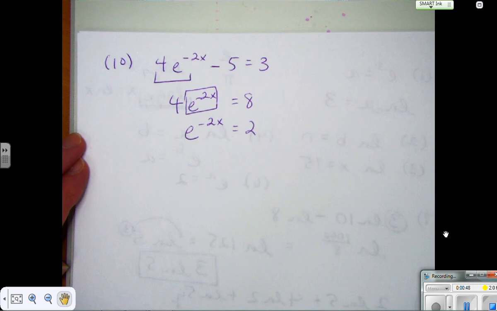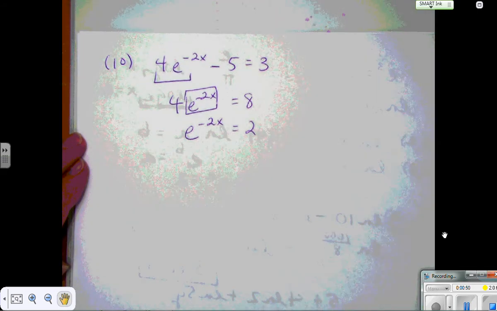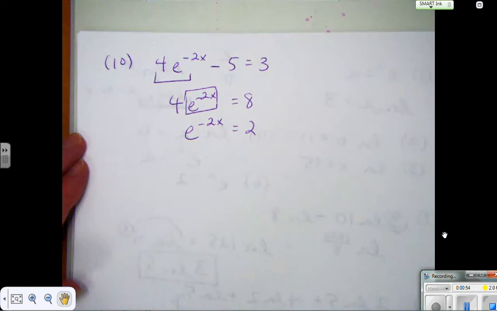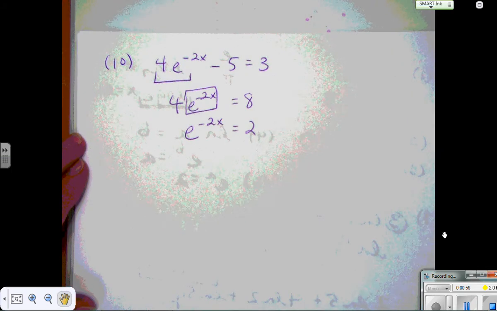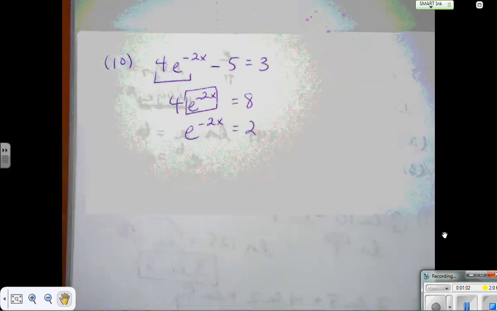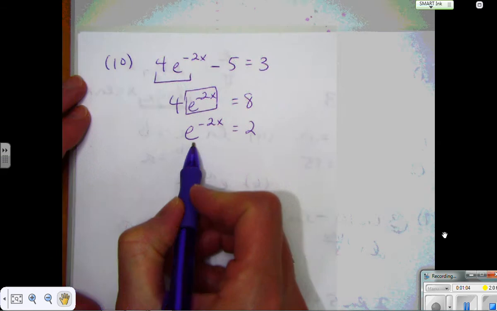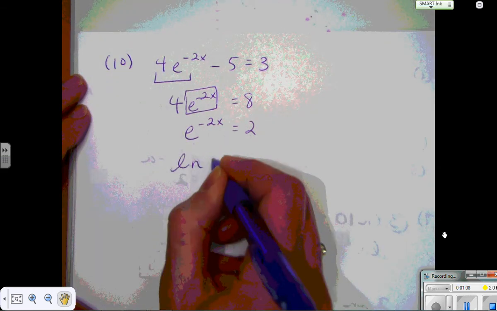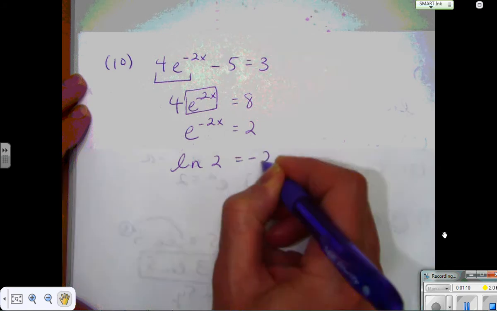So now I have it simplified where you just have the base and the power. The x is in the exponent, so I need to rewrite that equation in log form. I need to take it from exponential form and change it to log form. So since it's base e, I'm going to use ln. Okay, so I'm going to have ln of 2 equals negative 2x.